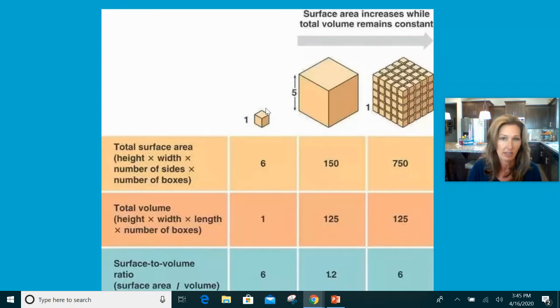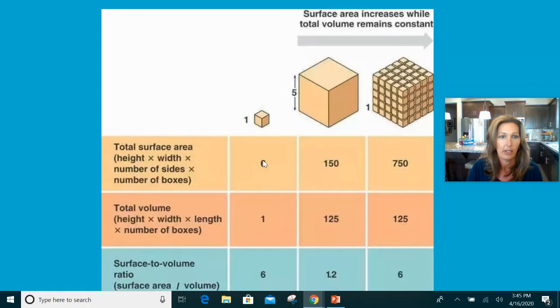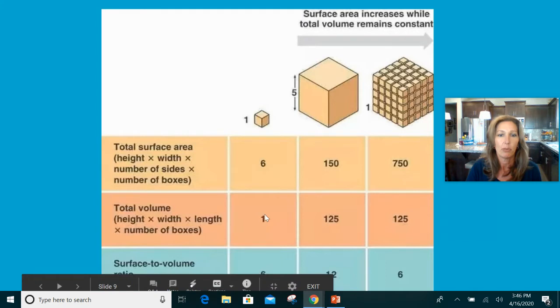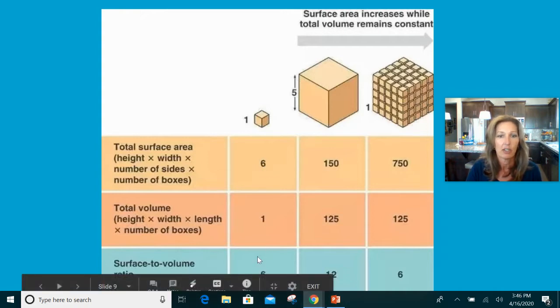So here's just a simple example, showing you a cube that's a 1 by 1 by 1. My surface area is 6, because I have 6 sides that I had to add up. My volume then is 1, so this would be 1 centimeter cubed, and the surface area would be 6 centimeters squared. So remember those values. My surface area to volume ratio would be 6.